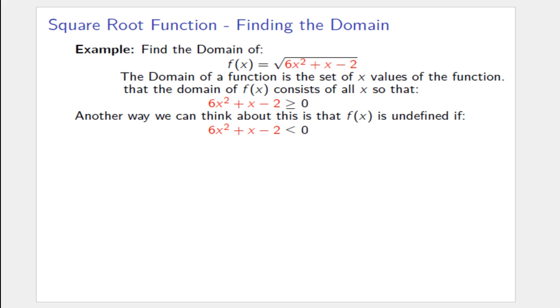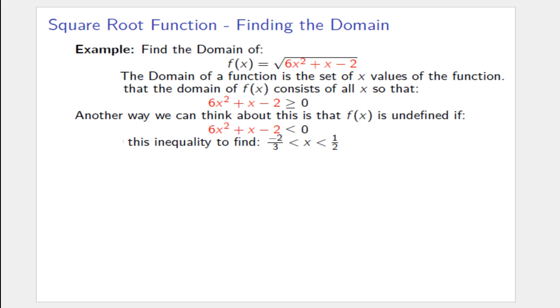Or another way that we can think about this is that f of x is undefined if 6x squared plus x minus 2 is less than 0. We solved this inequality to find that x has to be between negative 2/3 and 1/2 for 6x squared plus x minus 2 to be less than 0.